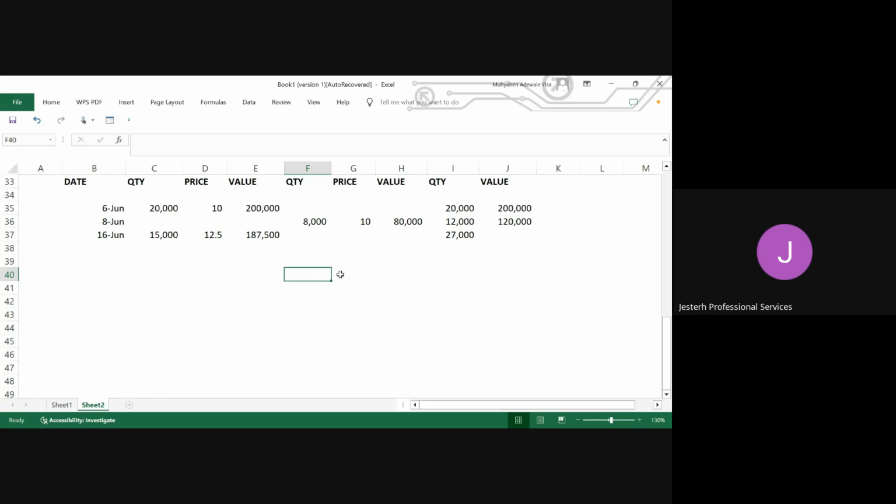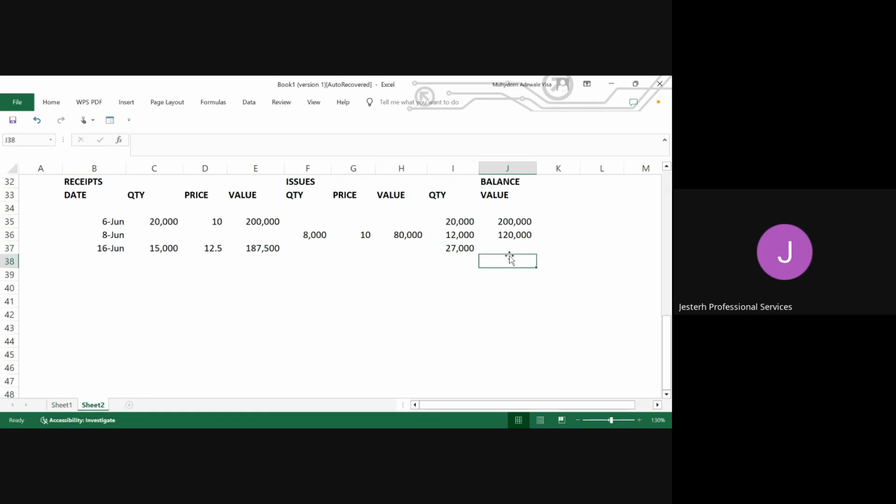Now you can see that the value of what they purchased on the 16th is 187,500. Remember, we have added what they have in the store together with what they just purchased. Now, very simple, what are you going to do for you to get the total value of your product? Remember, the 12,000 that they have in the store before is valued at 120,000. Then the total of what they just purchased is 187,500. You add the two together.